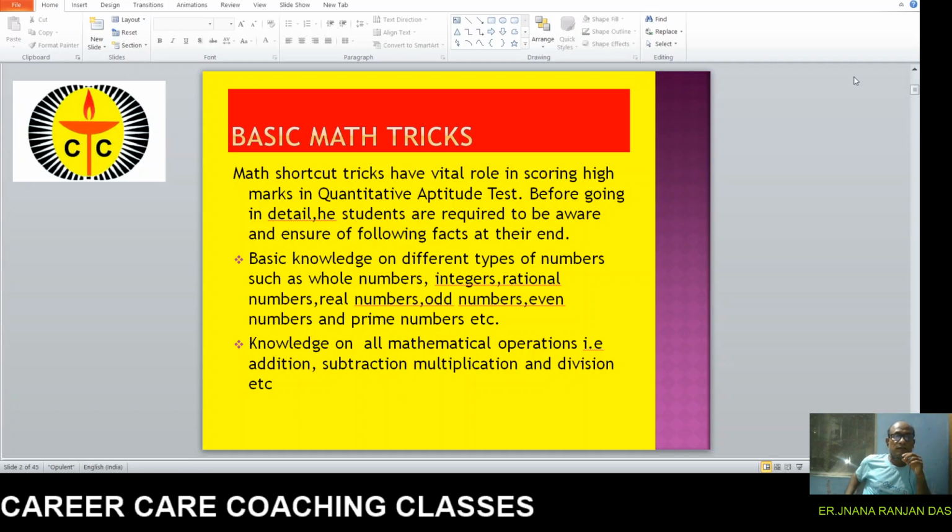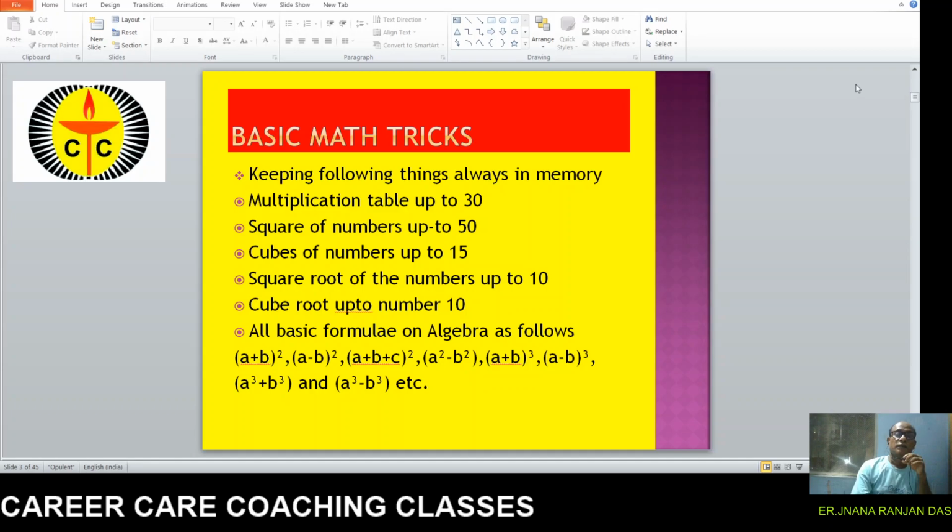Side by side, the students should be acquainted with the basic traditional procedures of addition, subtraction, multiplication, and division, etc. Keeping all these things in memory, the students should also keep some essential things in memory.